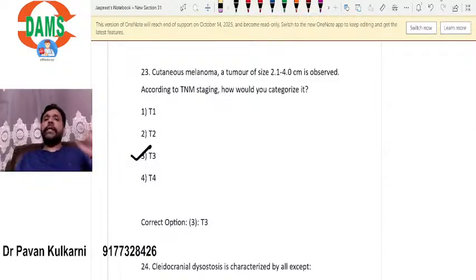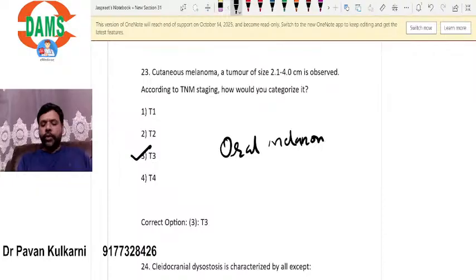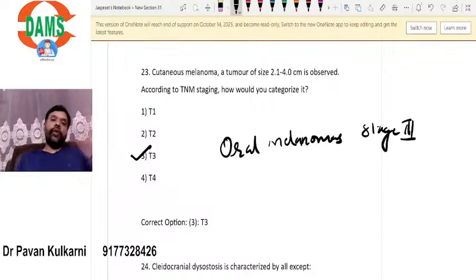So please remember, oral melanomas are always more aggressive than the skin melanomas, because oral melanomas usually start at stage 3. There is no oral melanoma stage 1 or stage 2. All oral melanomas mean stage 3, stage 4. So here in the question they have asked about the size of the tumor, that is 2.1 to 4 centimeter. Classically it is T3.